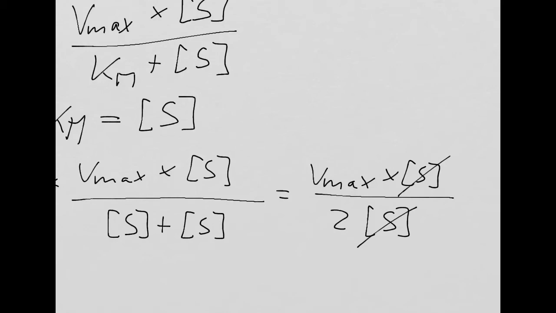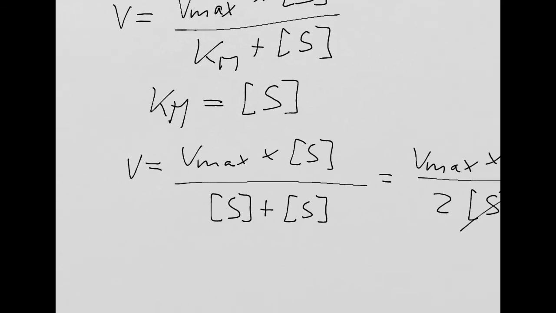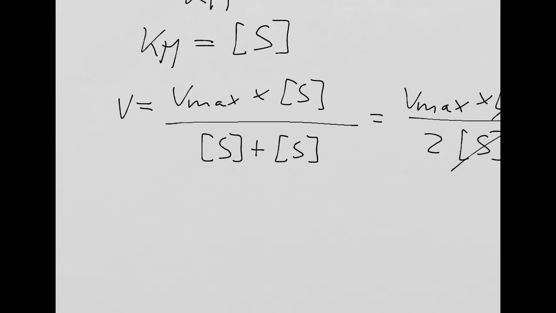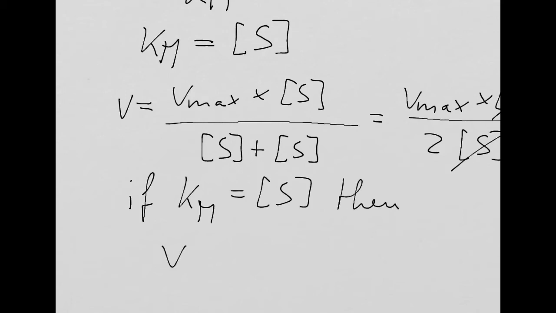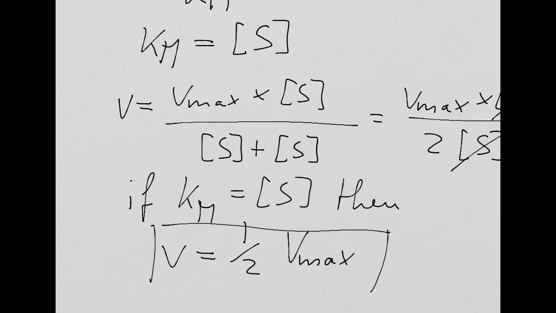Oops. That's weird. Because what I have now is, if Km equals S, then V equals half of Vmax. You've seen that? Yeah? V equals half of Vmax if our Km is S.